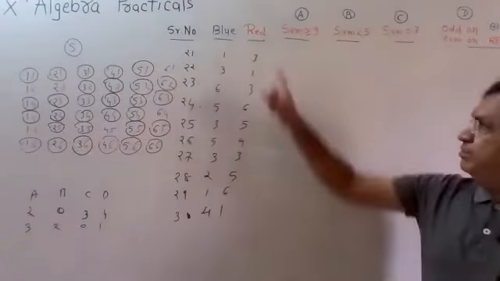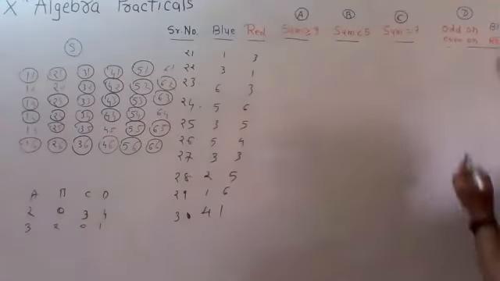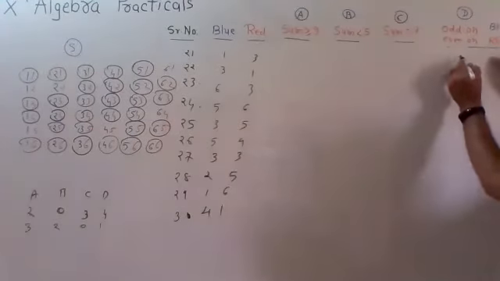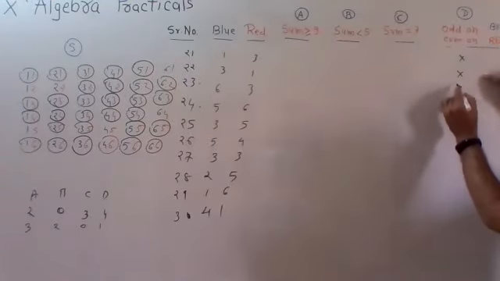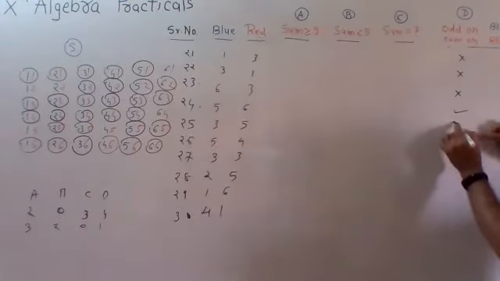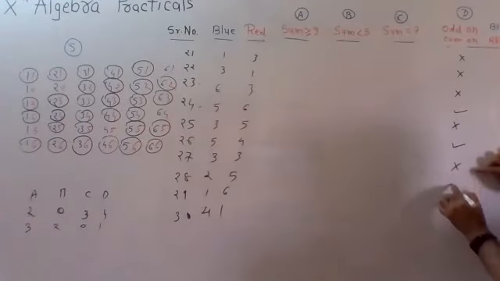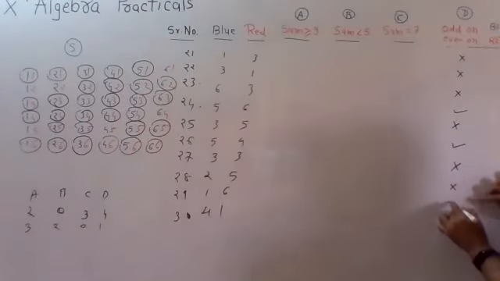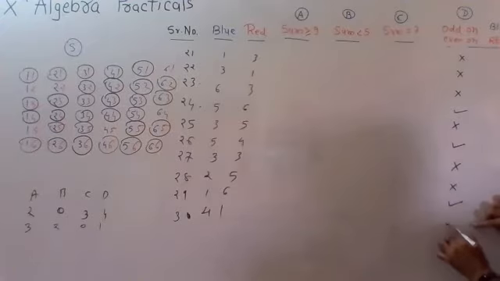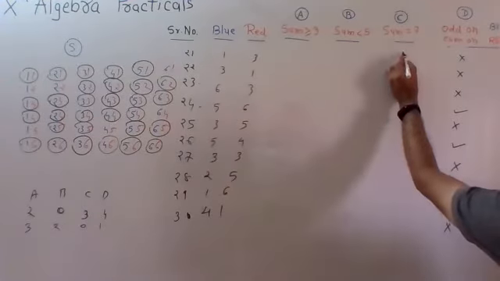Blue are this number, red are this number. Now total, we will find this first. Odd and even, no. Odd and even, no. Odd and even, yes. Odd and even, yes. Odd even, no. Odd even, yes. Odd even, no.